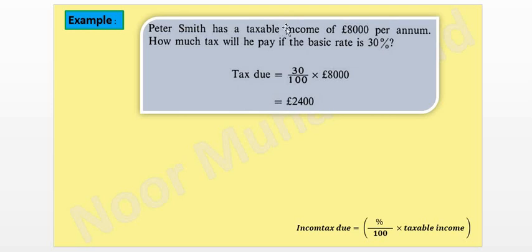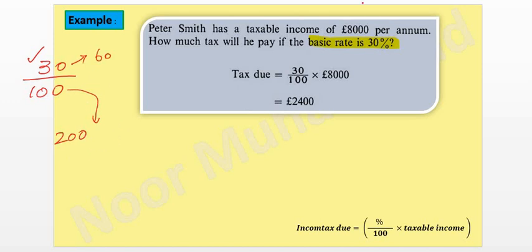It says Peter Smith has a taxable income of £8,000 per annum. How much tax will he pay if the basic rate is 30%? Now what is the meaning of a basic rate of 30%? That means that for each 100, he has to pay £30. So if the amount becomes 200, how much will he pay? We double this amount, so this will also be doubled, and he will pay £60.